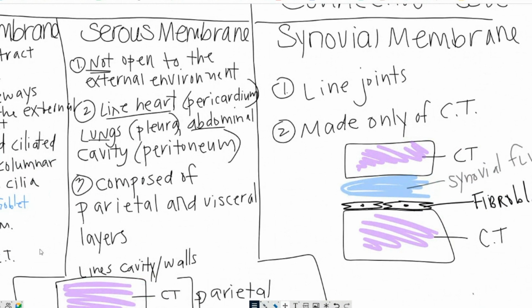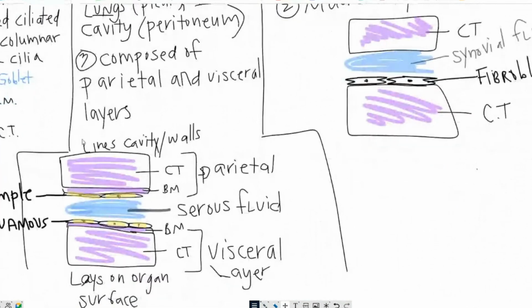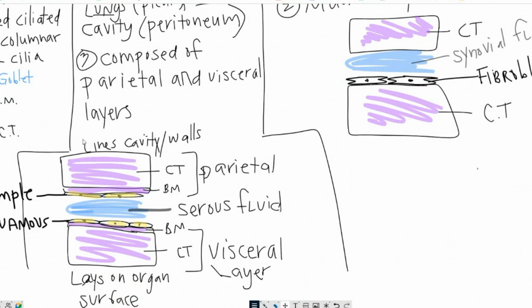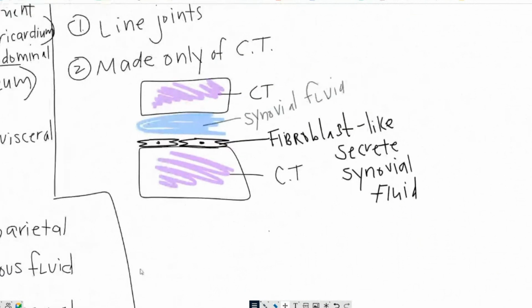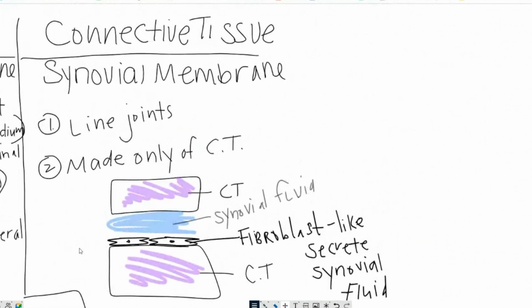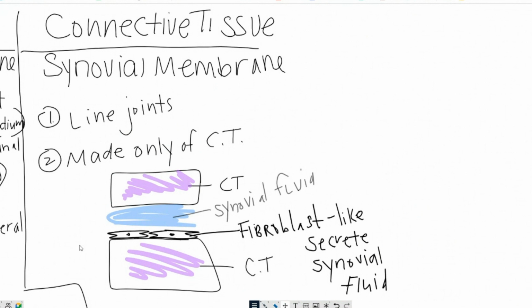Those are membranes that will line structures that are not open to the external environment. And they are composed of parietal and visceral layers. So we see both of those layers here. The visceral layer, remember, lines the organs, and the parietal layer lines the walls. And then finally, the fourth and final membrane is connective tissue only. It's called synovial, and it lines our joints. Fibroblast-like cells will secrete that synovial fluid between both of the layers. And that synovial fluid will act as a shock absorber.